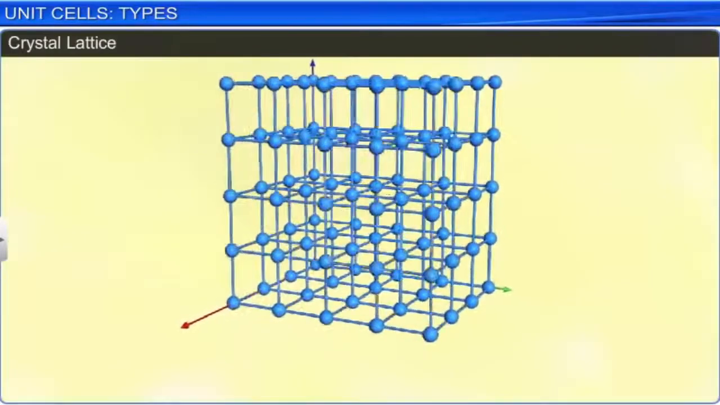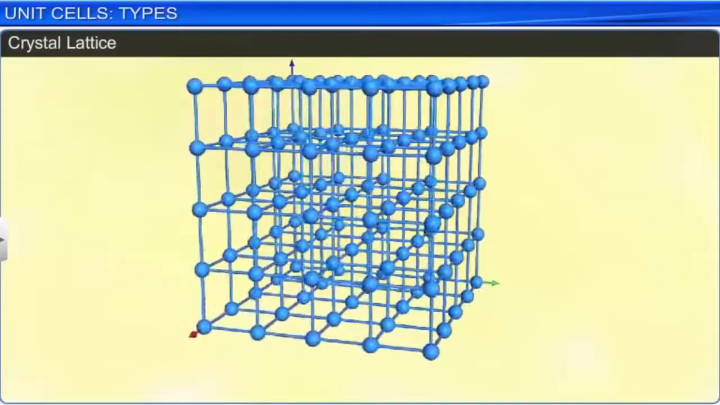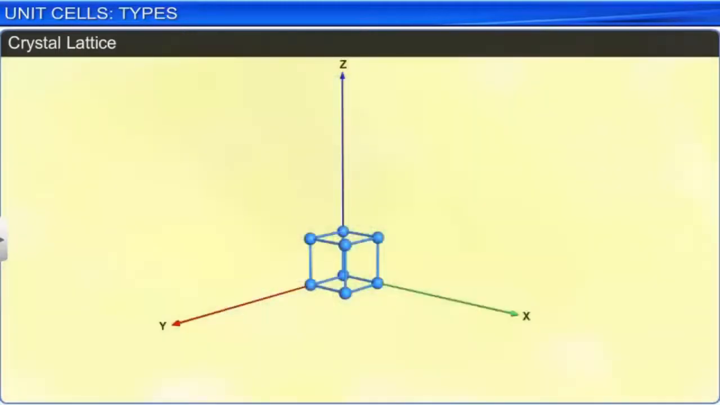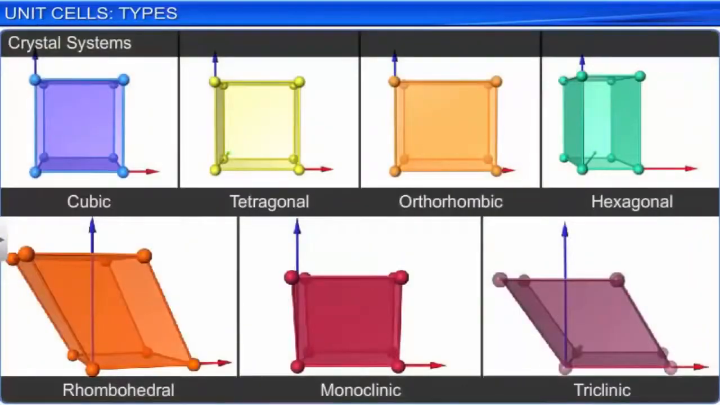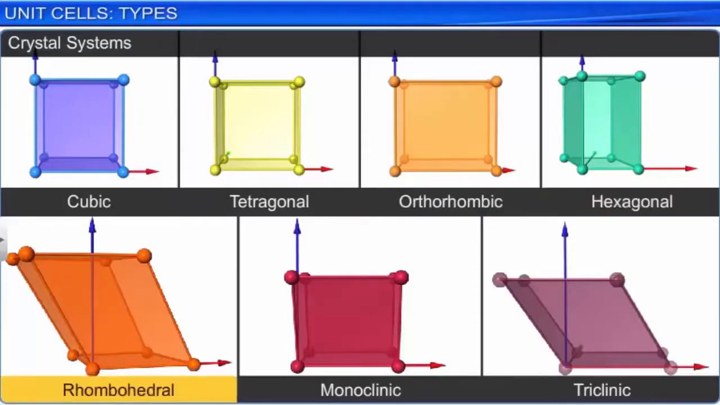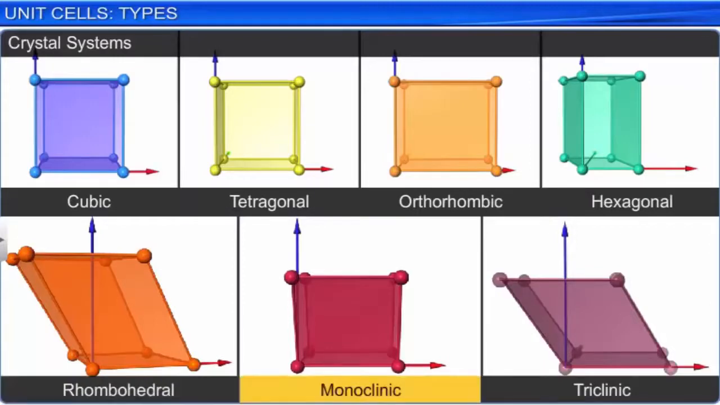You know that a three-dimensional crystal lattice is generated by the translation of lattice parameters a, b, and c. Based on lattice parameters, we have 7 popular crystal systems, namely cubic, tetragonal, orthorhombic, hexagonal, rhombohedral, monoclinic, and triclinic. Let's discuss each in detail.